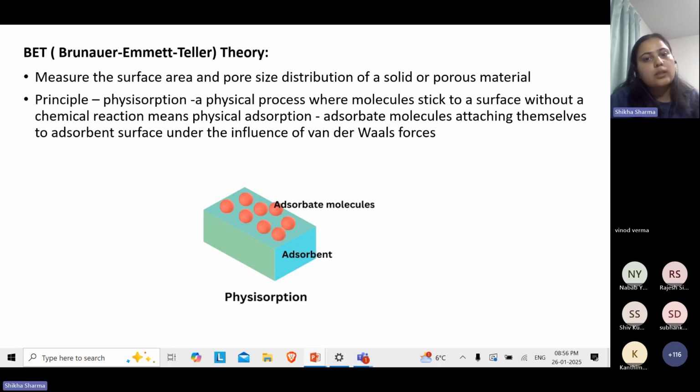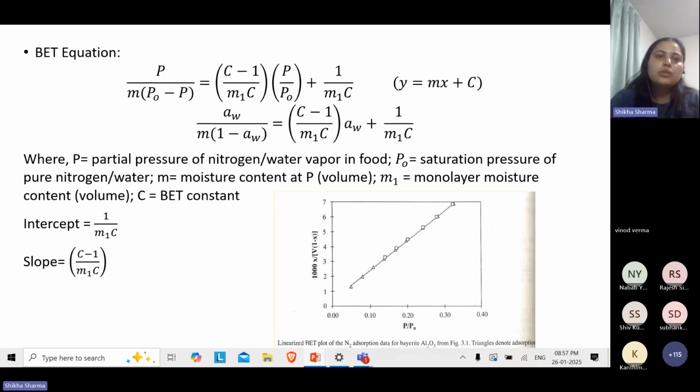The molecules which are coming are known as the adsorbate, and the surface, like the food or any material, is known as the adsorbent. The adsorbate molecules form a physical bond through van der Waals forces with the adsorbent. This is known as physisorption. On this principle, BET works. Since on any solid material water or gas molecules are coming and attaching, we can have an equation which is known as the BET equation.